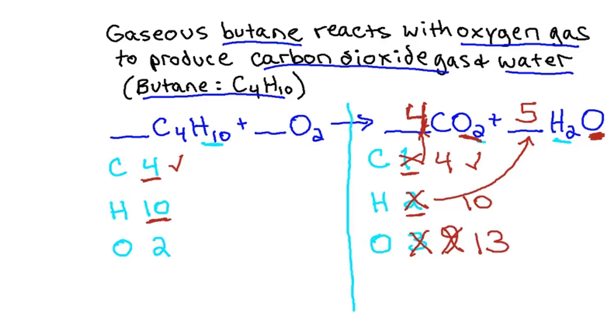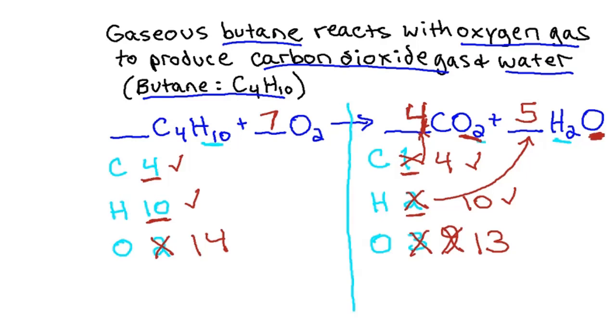Now we're going to go back and check: there's 10 hydrogens over here and 10 hydrogens over here. And now we have 2 oxygens and 13 oxygens over here on this side. So the only thing that we can do is turn this into 7 oxygens, which, if there's 7 oxygens, turns this into 14. So we're still not balanced. So we have 7 O2s over here, we have 5 H2Os on the right and 4 CO2s on the right. So now we have 14.